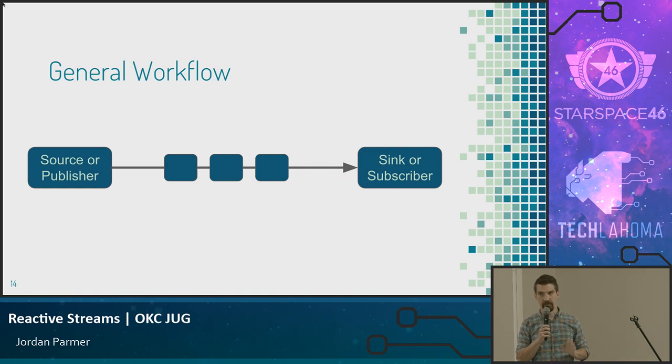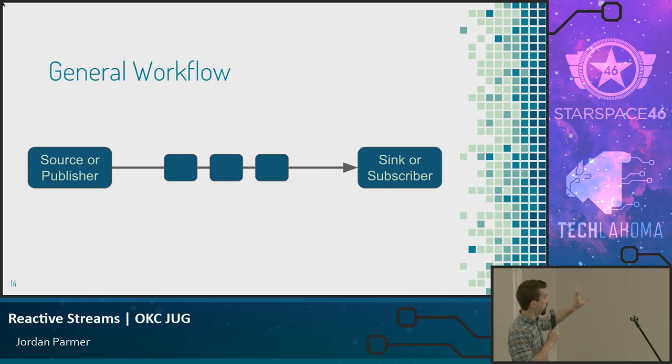So here's the general workflow of what this looks like. You have what's called a source or a publisher. So the Reactive Streams spec calls it a publisher, and then on the right side you've got a subscriber. The akka-streams API's abstraction of that is called a source and a sink. So I'm going to use source and sink probably through most of this.